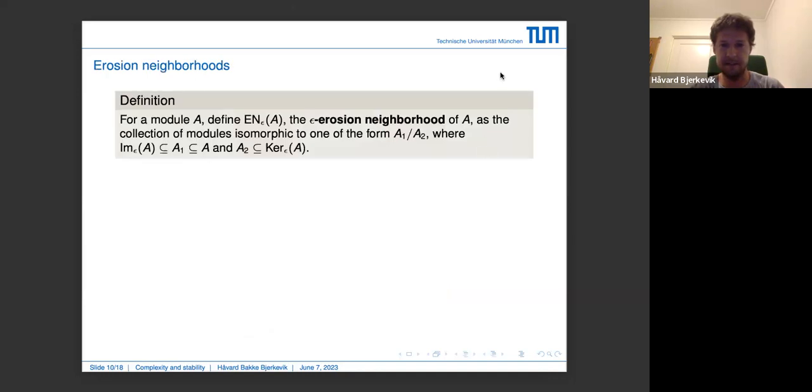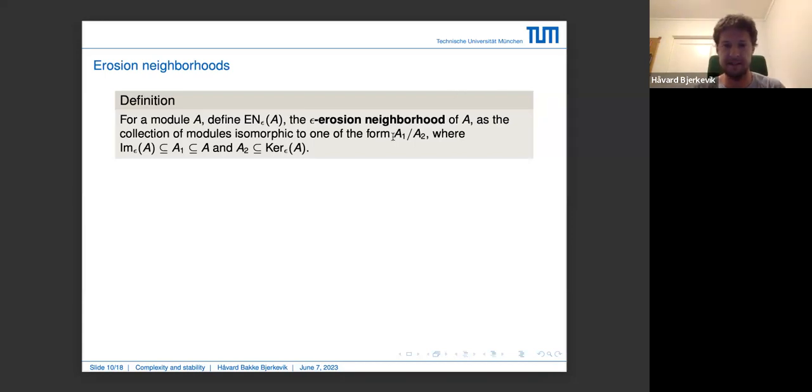And based on this, we define the epsilon erosion neighborhood of A. And essentially this neighborhood is the set of modules that lies between A and its epsilon erosion somehow. So you might not have eroded it completely. You might have eroded just some parts.